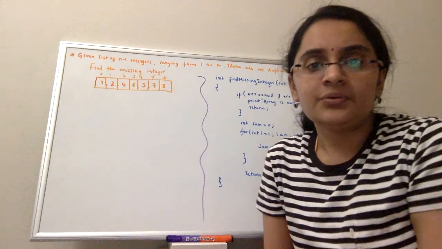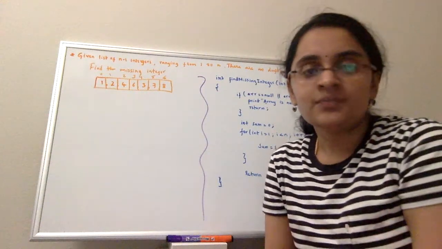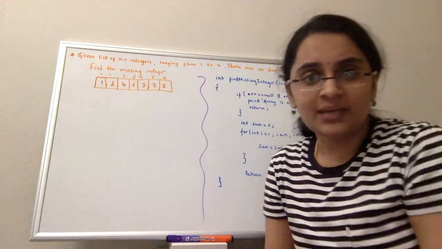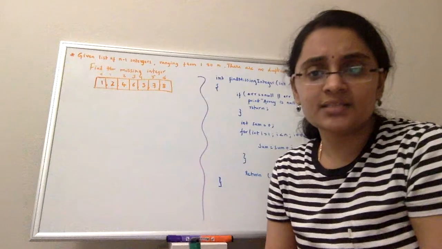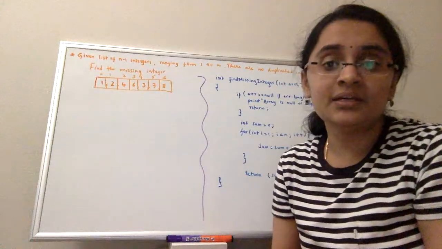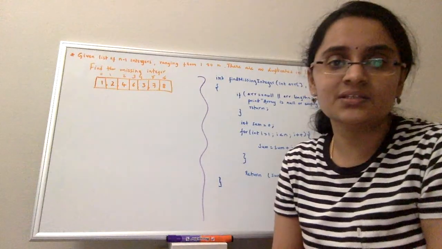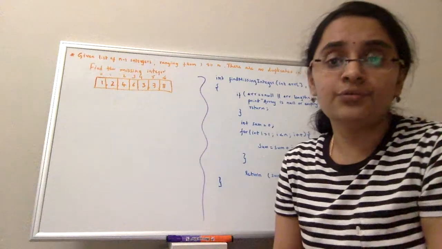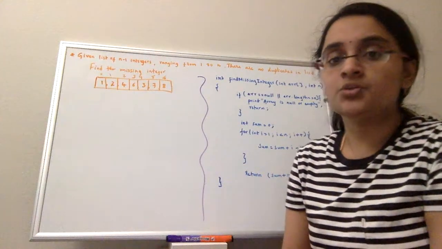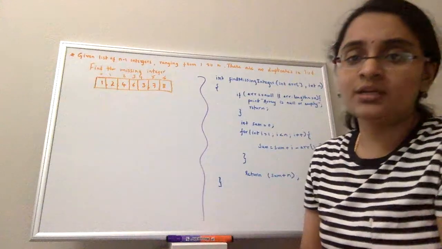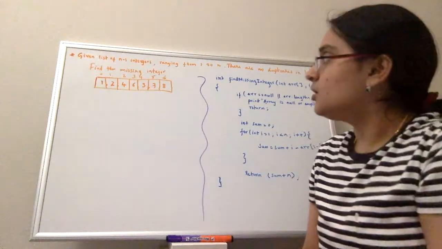Hi, now I want to solve a problem which is: given a list of n minus 1 integers ranging from 1 to n, there are no duplicates in this list, but an integer is missing in this list. So our problem is to find that missing integer. To understand this problem statement more clearly, let's take an example.